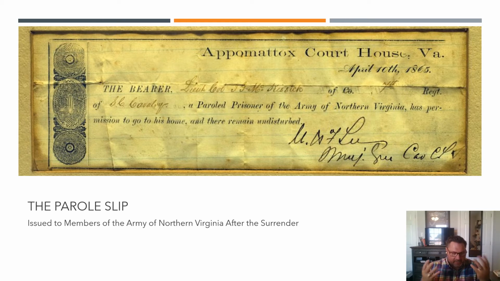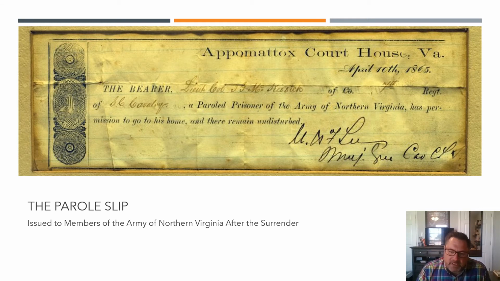Interestingly enough, when you read it, this basically tells them to go home. To the bearer of whatever company, whatever regiment: a paroled prisoner of the Army of Northern Virginia has permission to go to his home and there remain undisturbed. Go home. Now, they're not just going to go home. Confederate soldiers had to give up their rifles, but they got to keep their sidearms, yay for them, and their horses if they had them. Other than that, they were told simply to go home. So keep your sidearms, keep your horses. We'll feed both of you, and we'll send you on your way. And that is the surrender. It's pretty simple, right? Pretty basic.